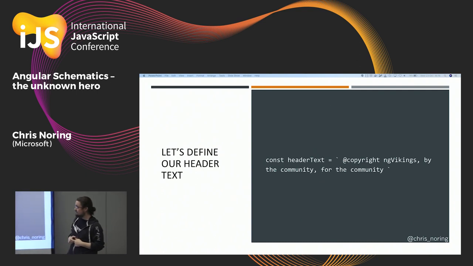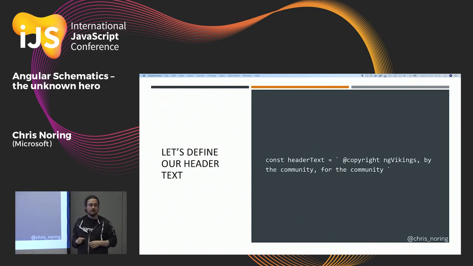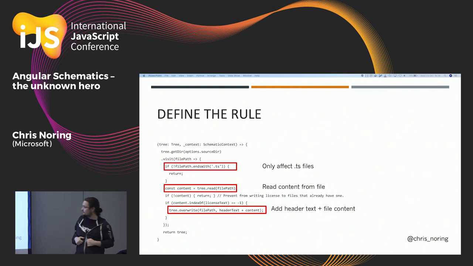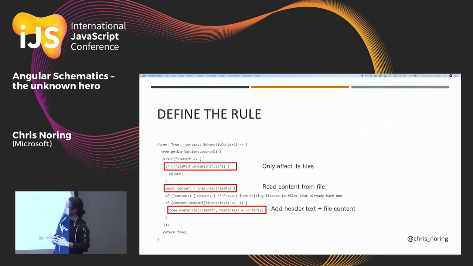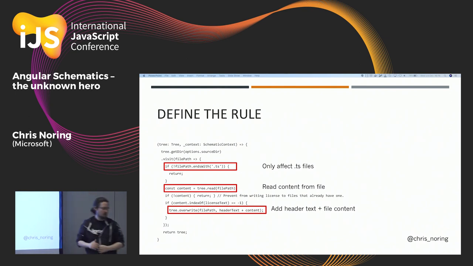Okay, then. So I start by defining this header text and just add some nice copyright or whatever you want to add. I got a string. Yay, right? Now what? Well, we try to define the rule. How is it supposed to act? We're saying that we only want to affect TS files. If we want to affect HTML test files and so on, we can. But for this example, we have selected to only affect the TS files. Then we effectively read up each and every file, and we are saying, well, here's my header text, and here is the previous file content, and just merge the two, right? So I get my header text on top, and then the pre-existing file content at the bottom.